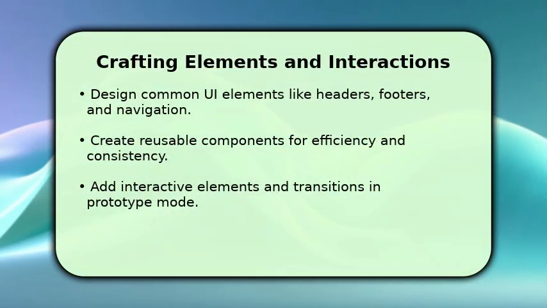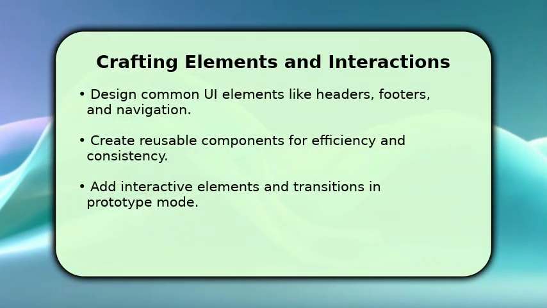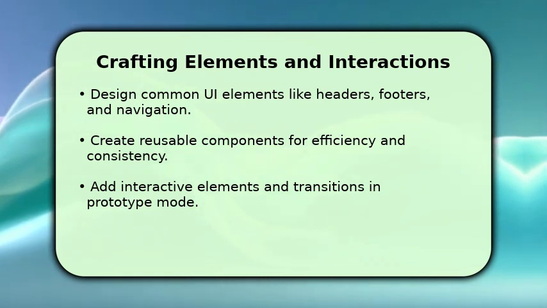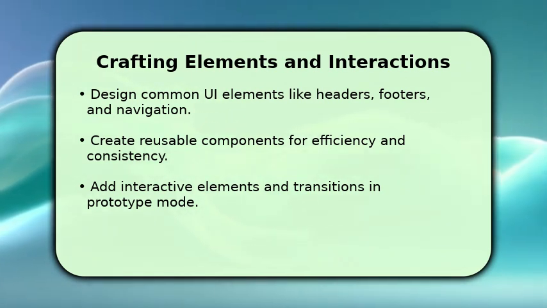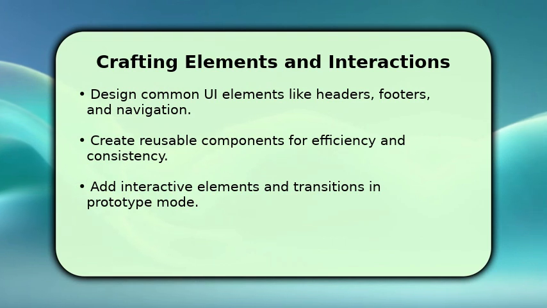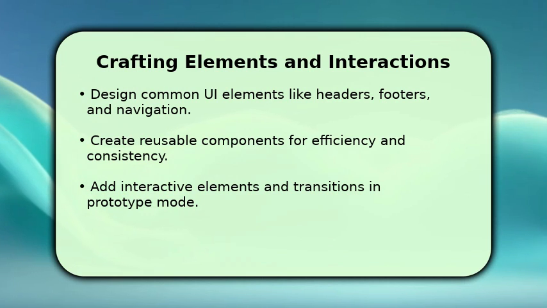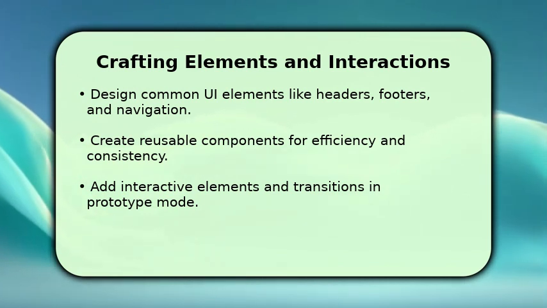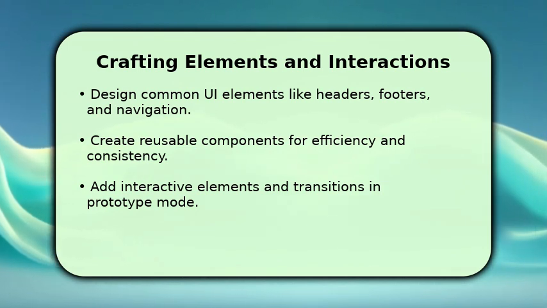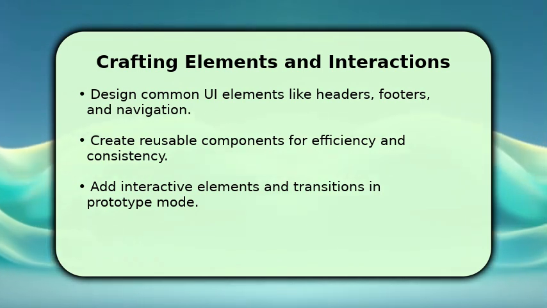Next, focus on designing your website's core elements. Use the Shape Tools and Text tool to create headers, footers, and navigation menus. Convert frequently used elements, like buttons or cards, into components to ensure consistency across all your artboards. In prototype mode, you can link artboards and add transitions, simulating user interactions. For example, a button click can lead to a new page, providing a realistic feel for your website's flow.